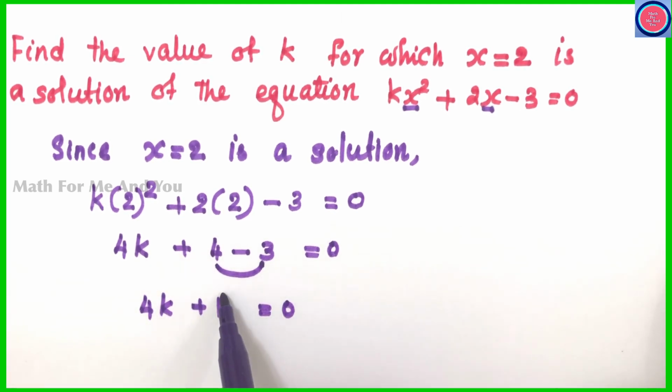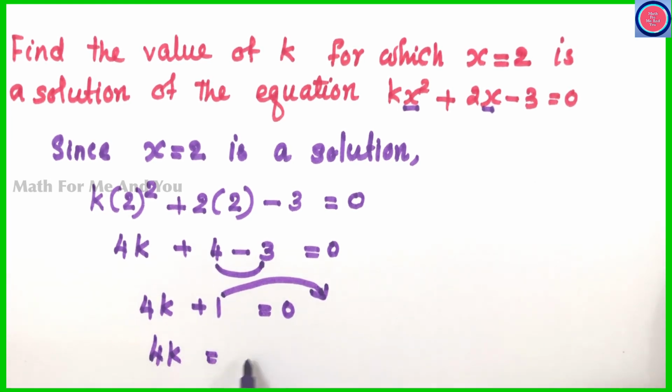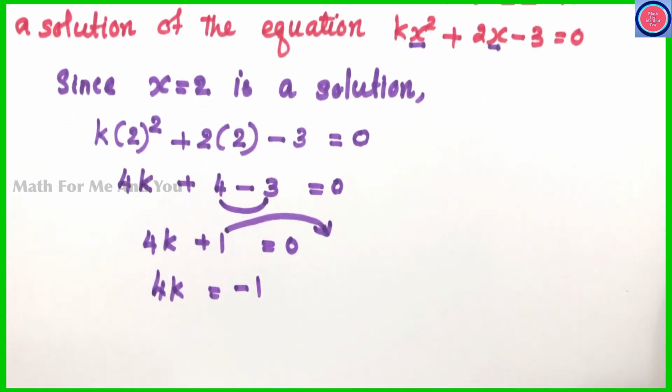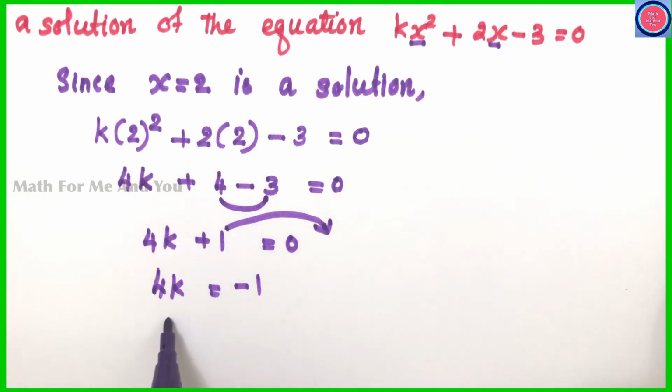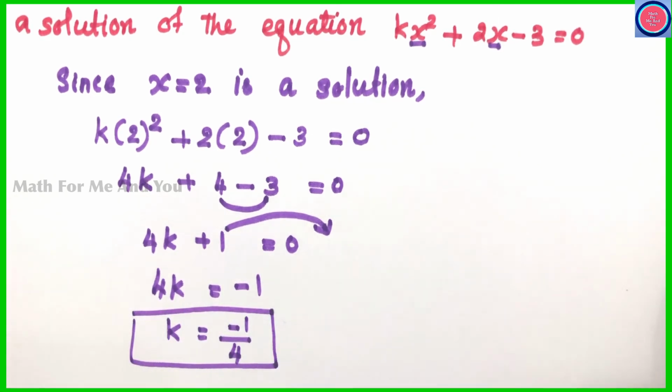Move 1 to the right side so that it becomes minus 1. 4k is equal to minus 1. How to get the value of k? Divide both sides by 4. 4 over 4 and then minus 1 over 4. 4 over 4 means 4 cancel. So we get k equals minus 1 over 4. See, this is the value of k.